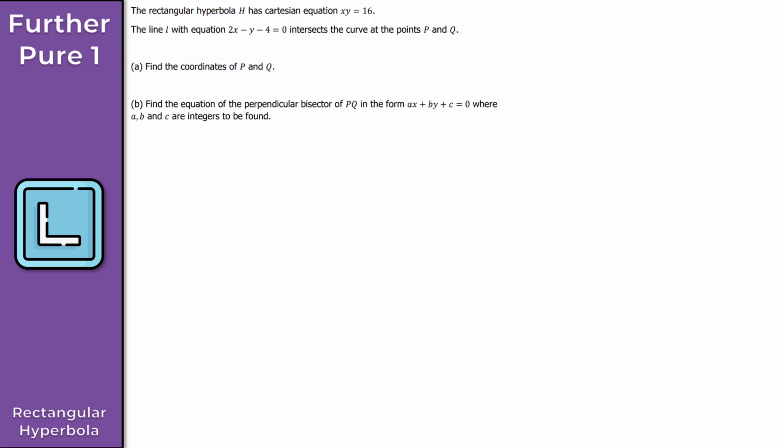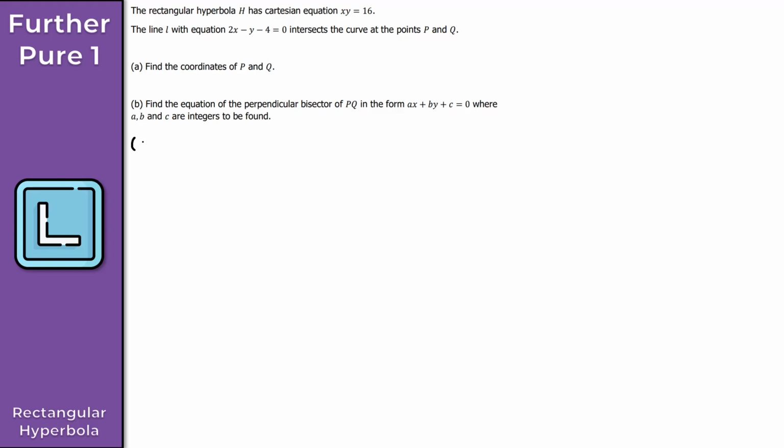So let's have a go then at this practice question here. So for this question then, as we can see here, we have the rectangular hyperbola H, which has the following Cartesian equation. We're then told that the line L with this given equation here intersects the curve at the points P and Q. So for the first part of this question, part A, all we want to do here is find the coordinates of P and Q. So nothing too challenging here, just to get us started.